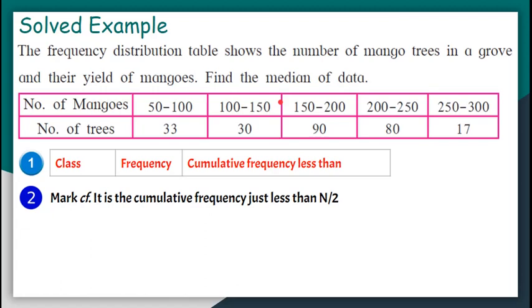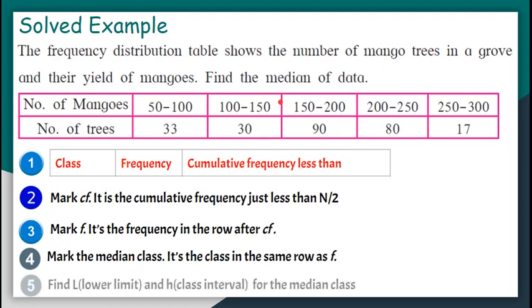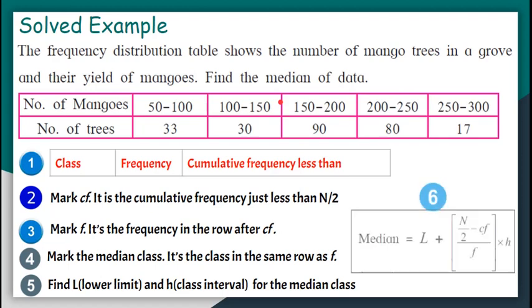जब आपने CF identify कर लिया, उसके just नीचे वाले रो में जो भी frequency होगी वो होगी F. After that, जिस रो में F है, उसी रो का क्लास बन जाएगा आपका median class. And then from there you will find the lower limit of the median class. You will find the class interval which is H, जो कि gap है median class का. You will put them in the formula and you will get your answer. So pause the video, try to follow these steps and see what you are getting.